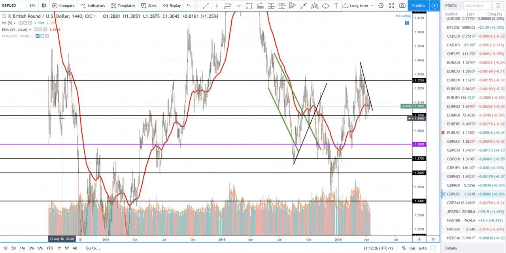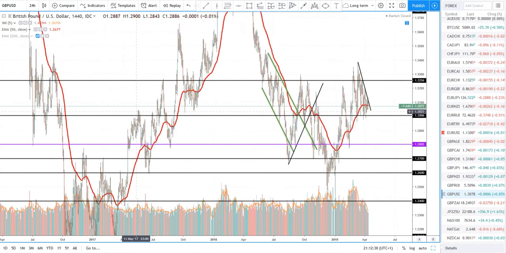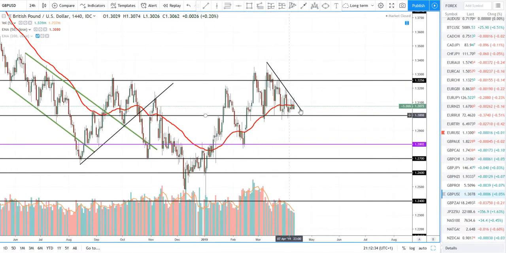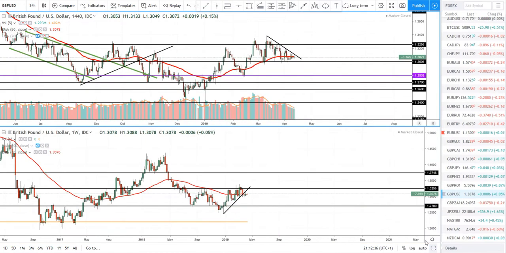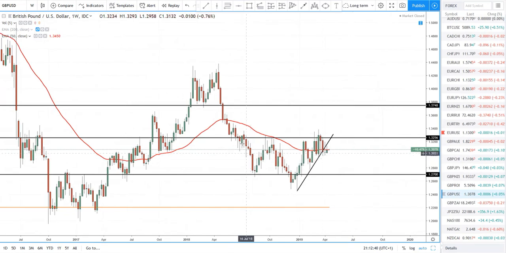If I zoom back, this is what I call the Brexit cycle at the moment. We've got multiple tests across 1.3. So we are just testing that level at the moment. And what I don't like about this pair is this weekly chart. So this weekly chart here does not signify anything of value at the moment for me.